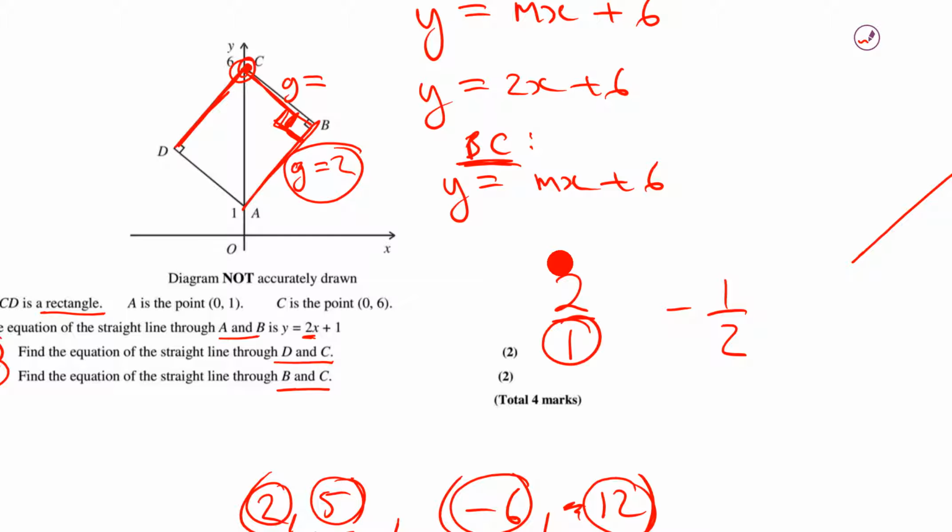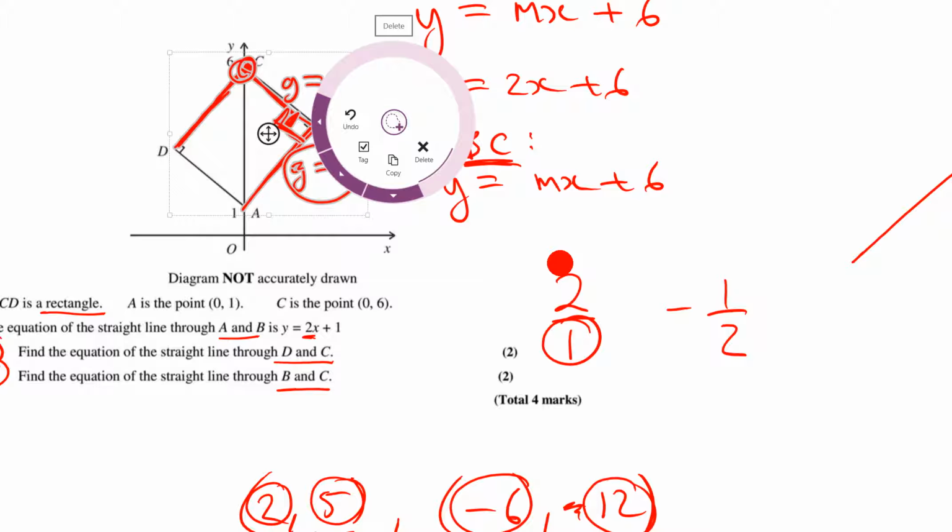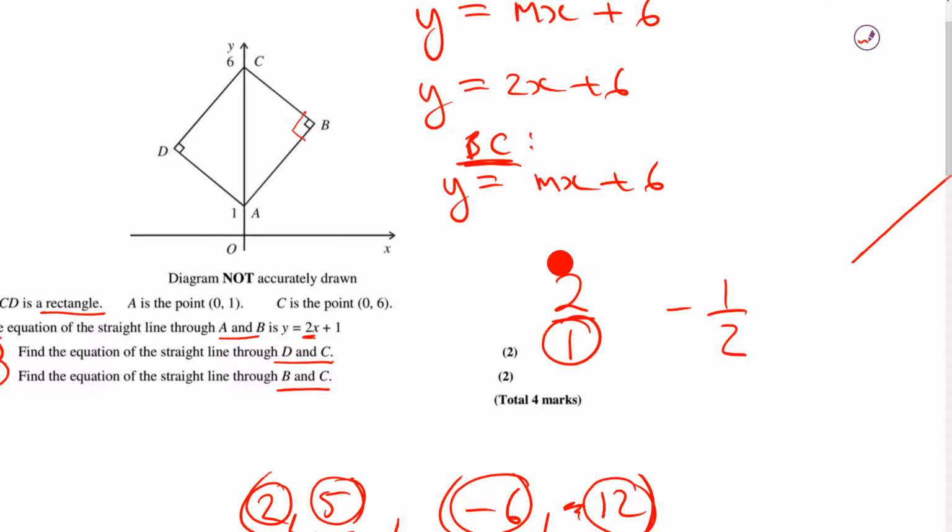Wait, how is that perpendicular to the other? Oh, okay, because if you carry on drawing a line, it'll be a rectangle. I'm going to clean this up so you can see a bit better. You can see the right angle now, can't you? Yeah. Cool. So that's -half.